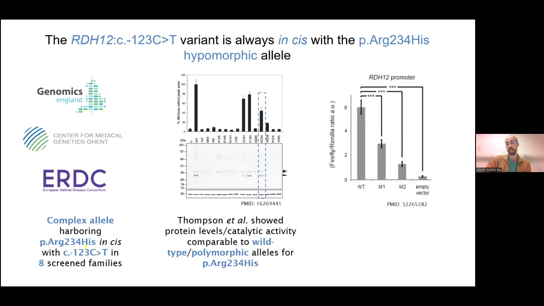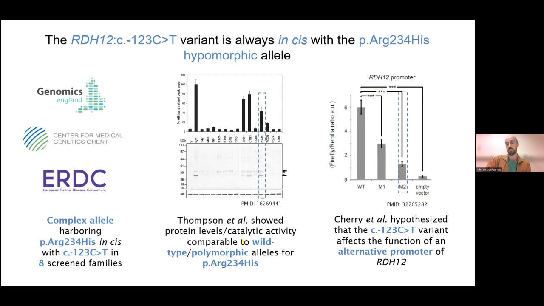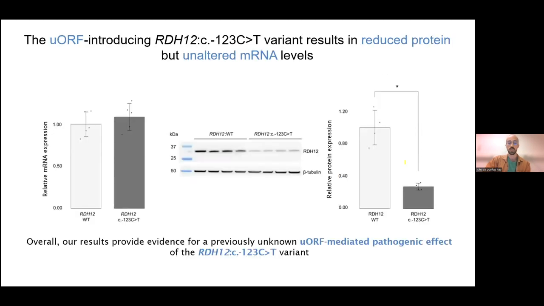Interestingly, the 5' UTR variant had already been validated before and hypothesized to affect the function of an alternative promoter of RDH12. However, our results provide evidence for a previously unknown mechanism mediated by the introduction of an upstream open reading frame that leads to a reduction in protein levels of RDH12, but an unaltered mRNA expression.